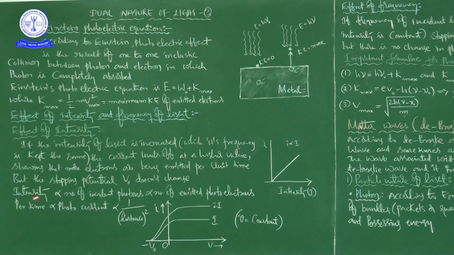See here, intensity of incident radiation E is directly proportional to the number of incident photons. E is directly proportional to the number of emitted photoelectrons per time. E is directly proportional to the photocurrent. That is the ultimate thing, no? Photocurrent. E is directly proportional to 1 by distance square.